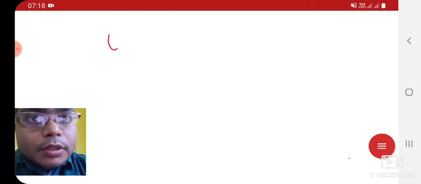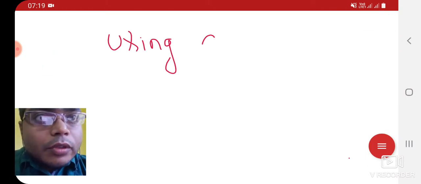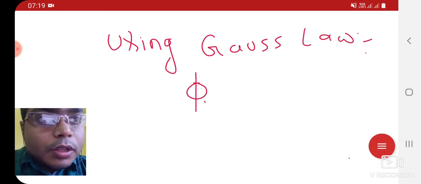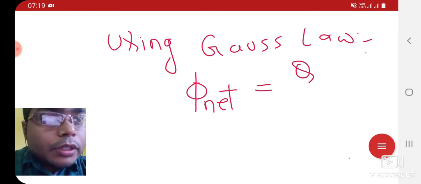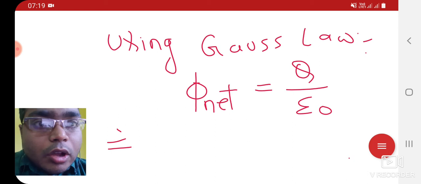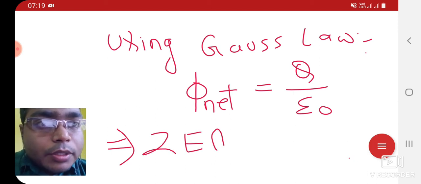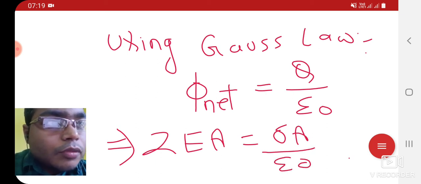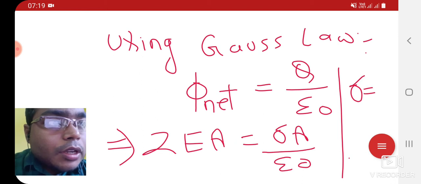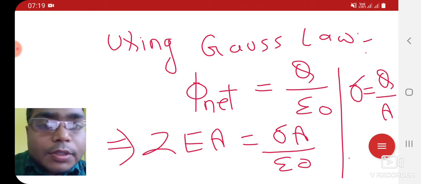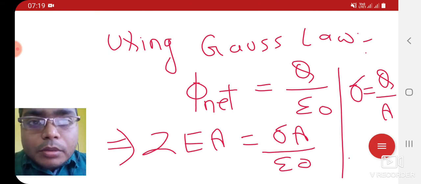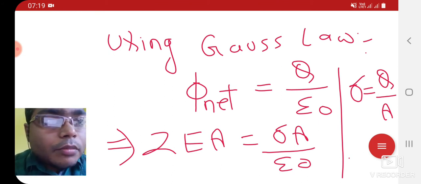Now from here we can apply Gauss law. By application of Gauss law, the net flux is given by charge upon epsilon naught. So the net flux we have got is 2 times EA, and the charge we can write as sigma into A. What was sigma? Sigma was charge per unit area. Since it is a two-dimensional charge distribution, the density will be sigma, represented by charge per unit area. So if we do the simple cross multiplication, you will get sigma into A.